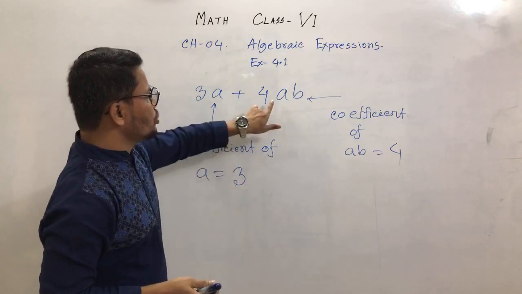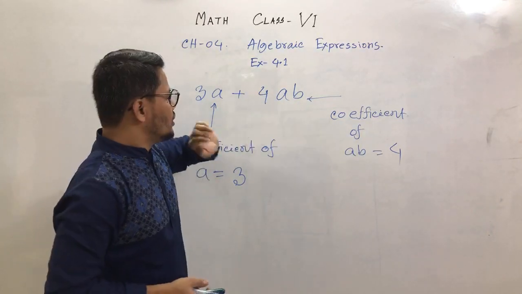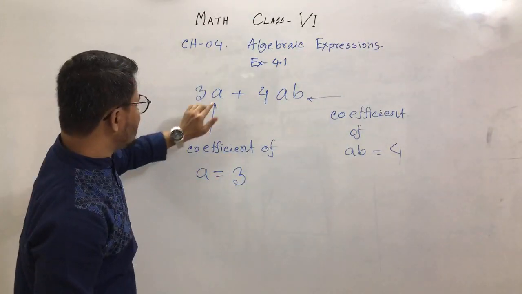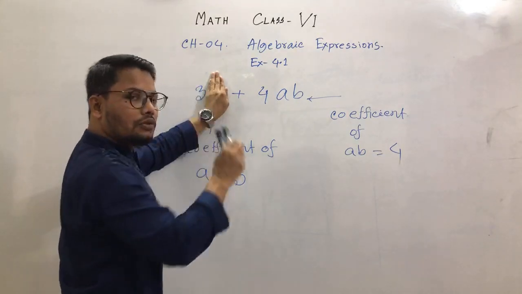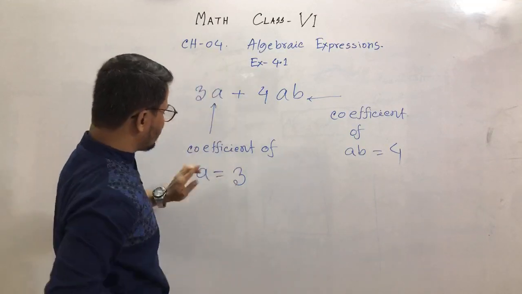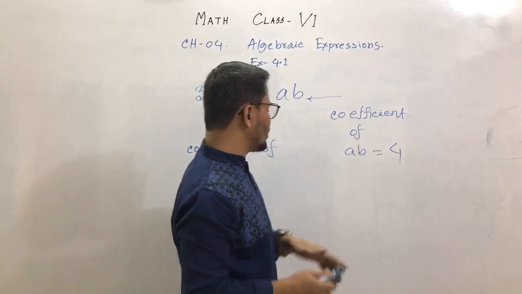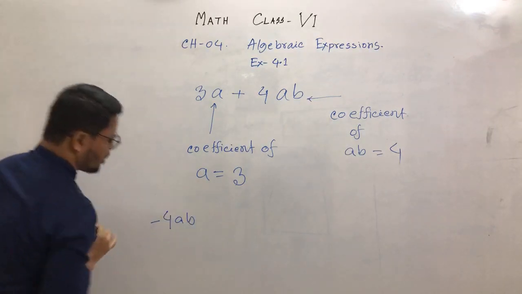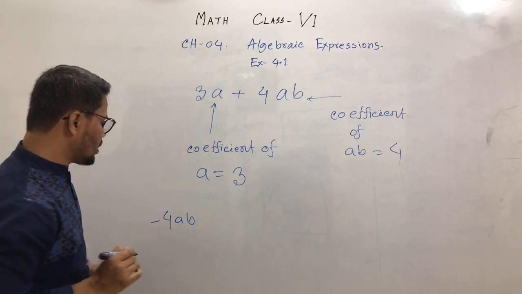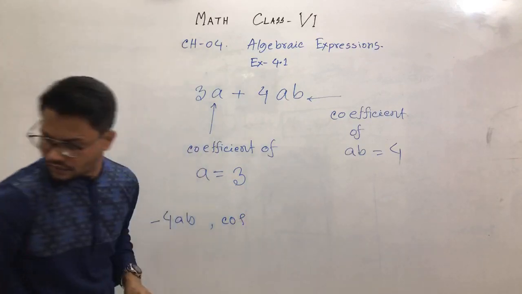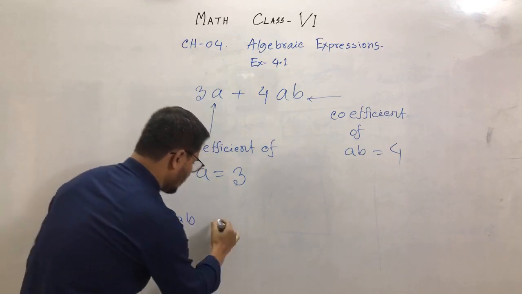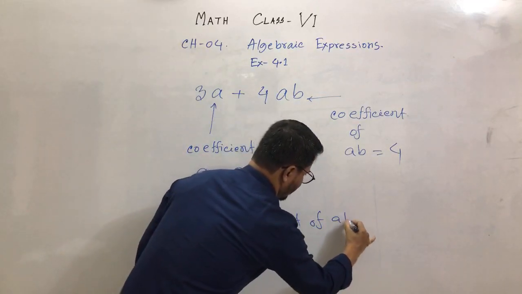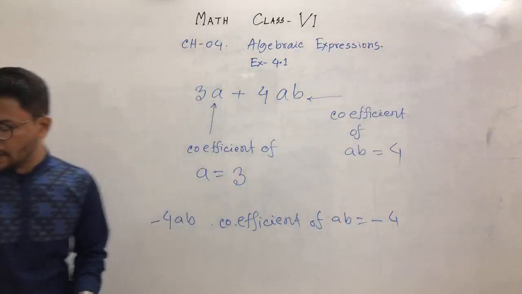So I think the coefficient is the numerical number multiplied with the algebraic letter. If I ask you the coefficient of a, just skip the a, and the remaining part is the coefficient. The remaining part, which is multiplied with this algebraic letter, is 3. So the coefficient of a equals 3, and the coefficient of b equals 4. Like minus 4ab: here the coefficient of ab equals minus 4.